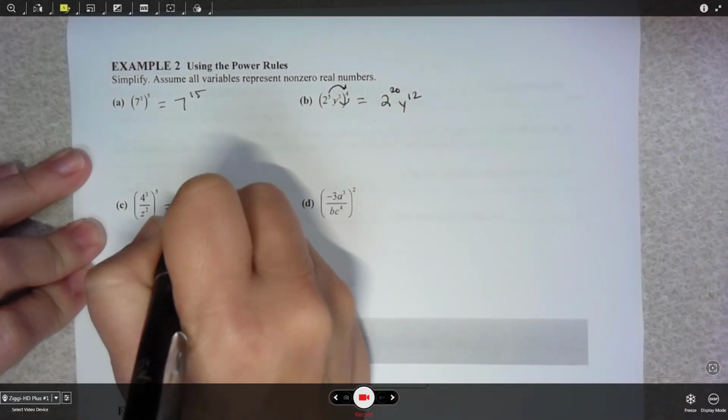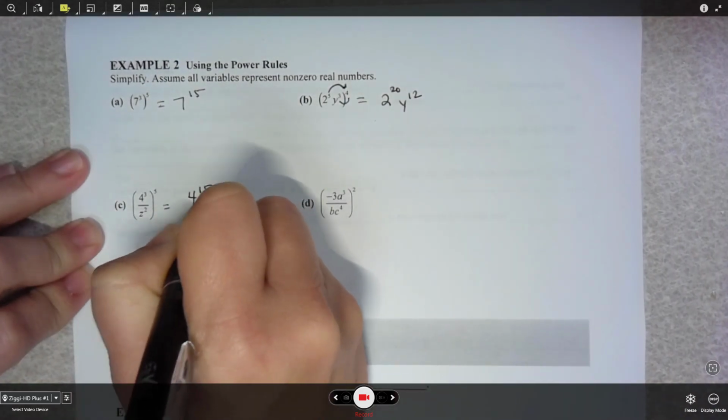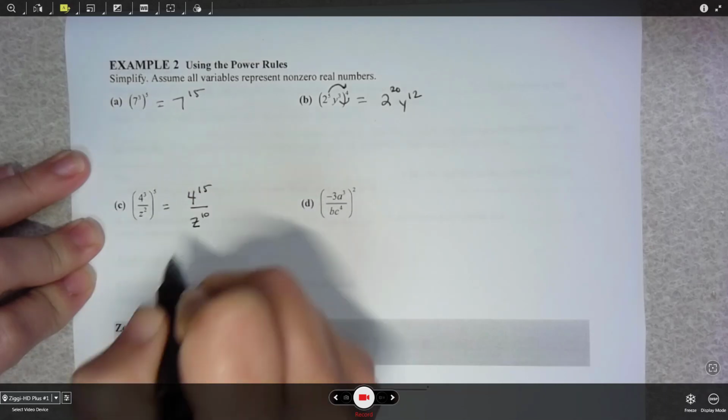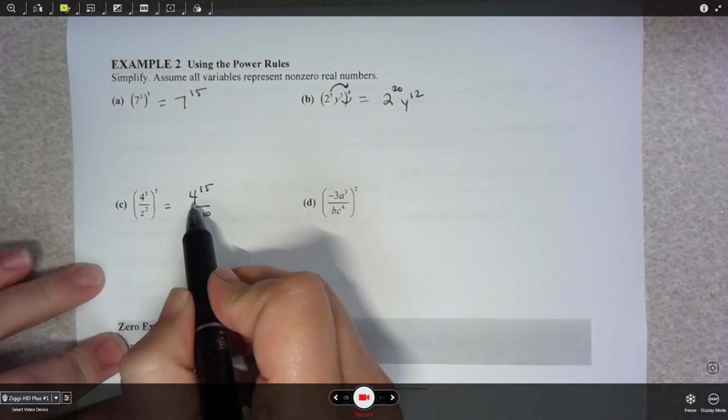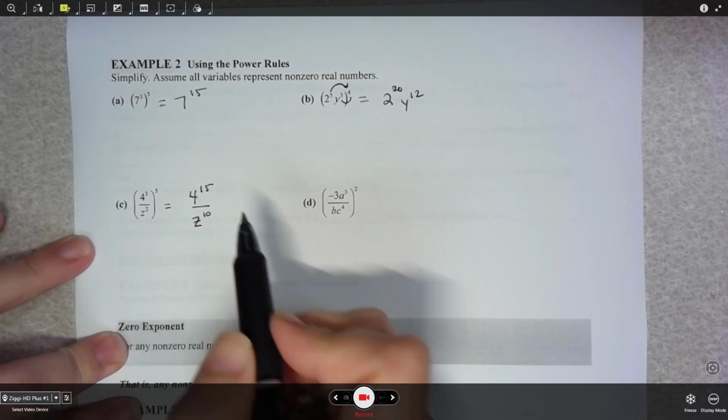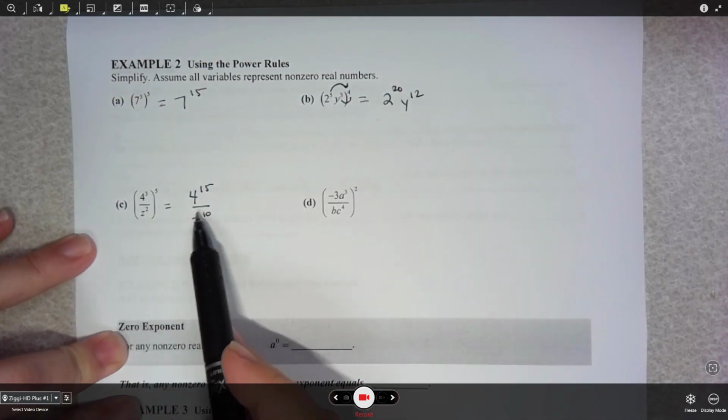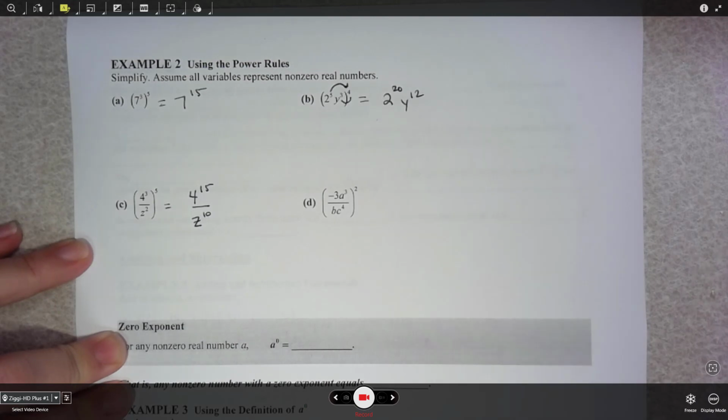Right here we would have 4 to the 15th over z to the 10th. Alright, and then you can use your calculator to evaluate 4 to the 15th. There's nothing I can do in the calculator with z to the 10th, so it just stays there.